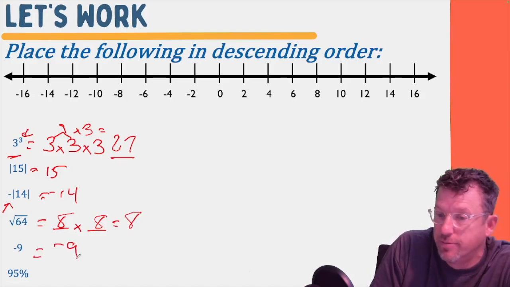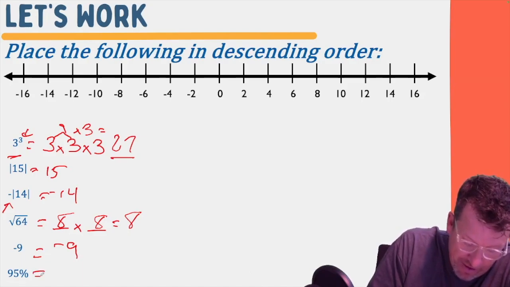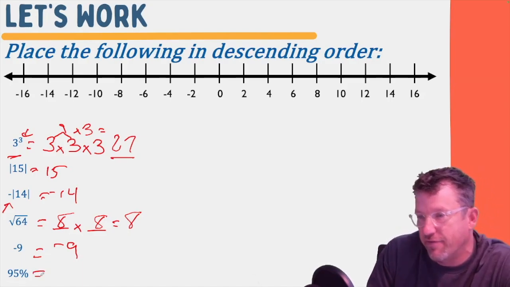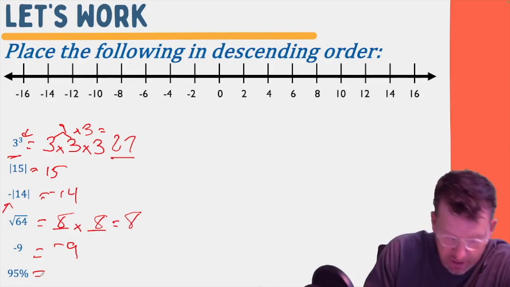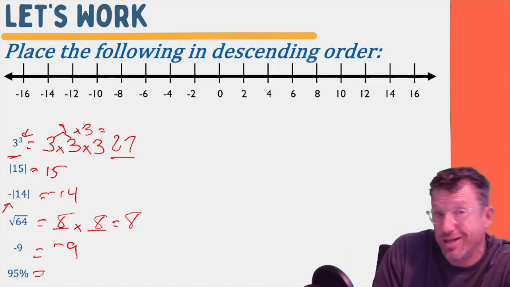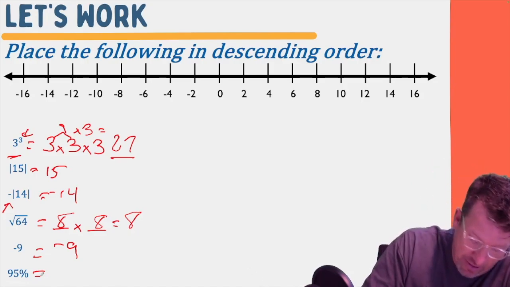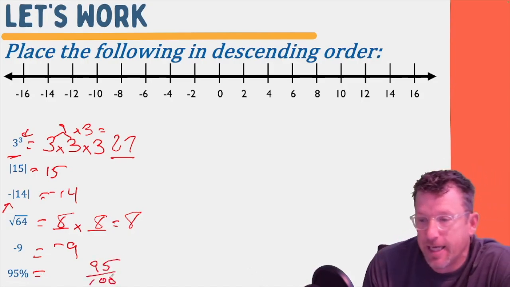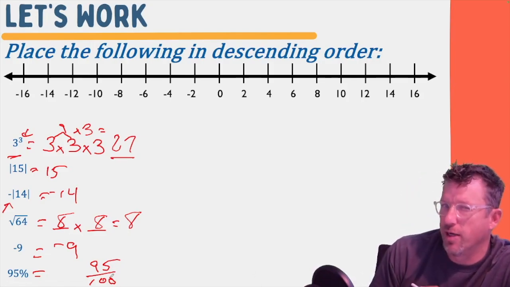Just leave them alone. Okay, and then finally we've got this one, 95%. It's important that you don't act like it's 95 and put it on the number line where 95 is, because that percent sign is there. So what does percent mean? It's something out of 100. So let's go ahead and take that 95 and put it over 100. And remember what I just said in a second.